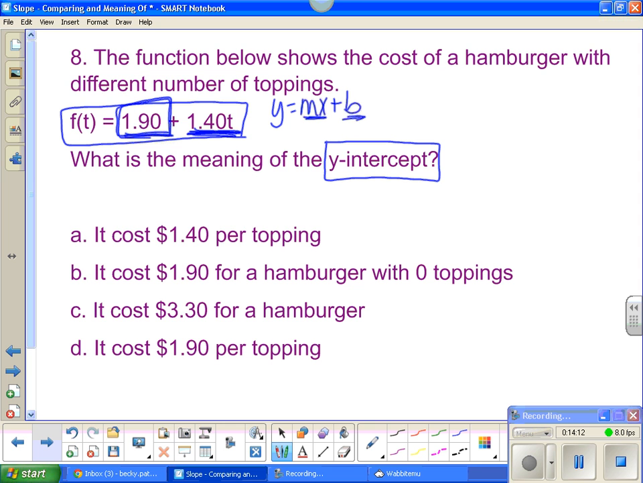So it's not $1.40 per topping. It costs $1.90 for a hamburger with 0 toppings. I like that. It costs $3.30. No. It costs $1.90 per topping. No. If it's a per, that's slope. This $1.90 is just for a hamburger with no toppings on it.